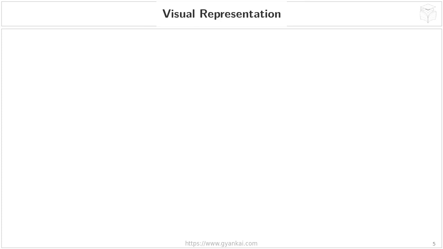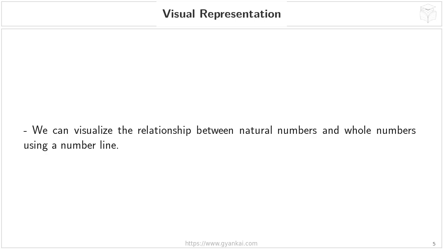Visual representation. Let's move on to visualizing what we've been discussing. This slide shows us how we can represent whole and natural numbers visually, and that's by using a number line. Remember from our previous slides, we established that whole numbers include 0 and all the natural numbers, that is, 1, 2, 3, and so on.